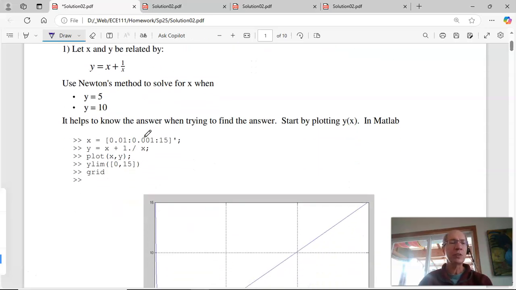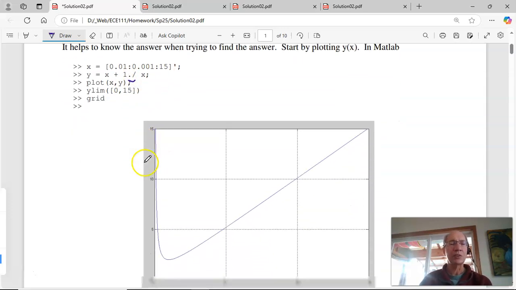So what I'm going to do first is plot x versus y. x is going to go from 0.01 to 15 in steps of 0.001. This is the transpose. I just happen to like column vectors more than row vectors. It doesn't really matter. y then is x plus 1 over x. I've got to use that dot notation to tell Matlab don't do a matrix inverse, just do element by element inversion. Then plot x versus y.